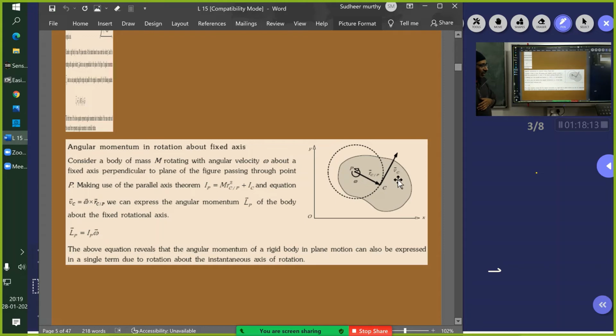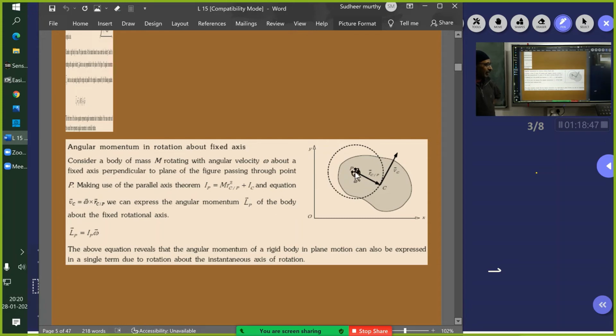At this point, its velocity vector is Vc bar. And if it is C, then Vc bar represents the velocity of the center of mass. Right? So here we get IP. What is IP here? Using the parallel axis theorem, you can simply shift it here. Yesterday we learned the parallel axis theorem. IP equals M R of C with respect to P squared plus IC.